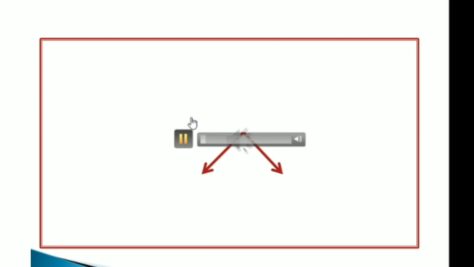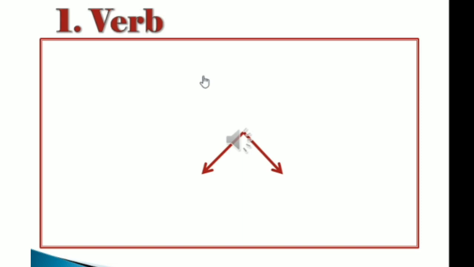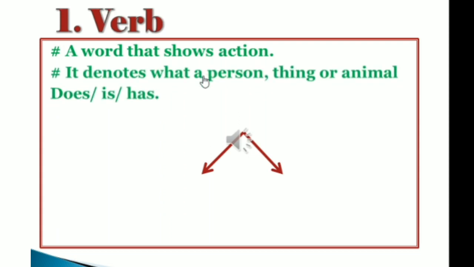Now, let's learn about the very first element, verb. What is a verb? It is a word that shows action. It denotes what a person, thing or animal does, that is, performs, what a person, thing or animal is, or what a person, thing or animal has. So we can say the verb shows action, someone or something being, or someone or something's possessions.